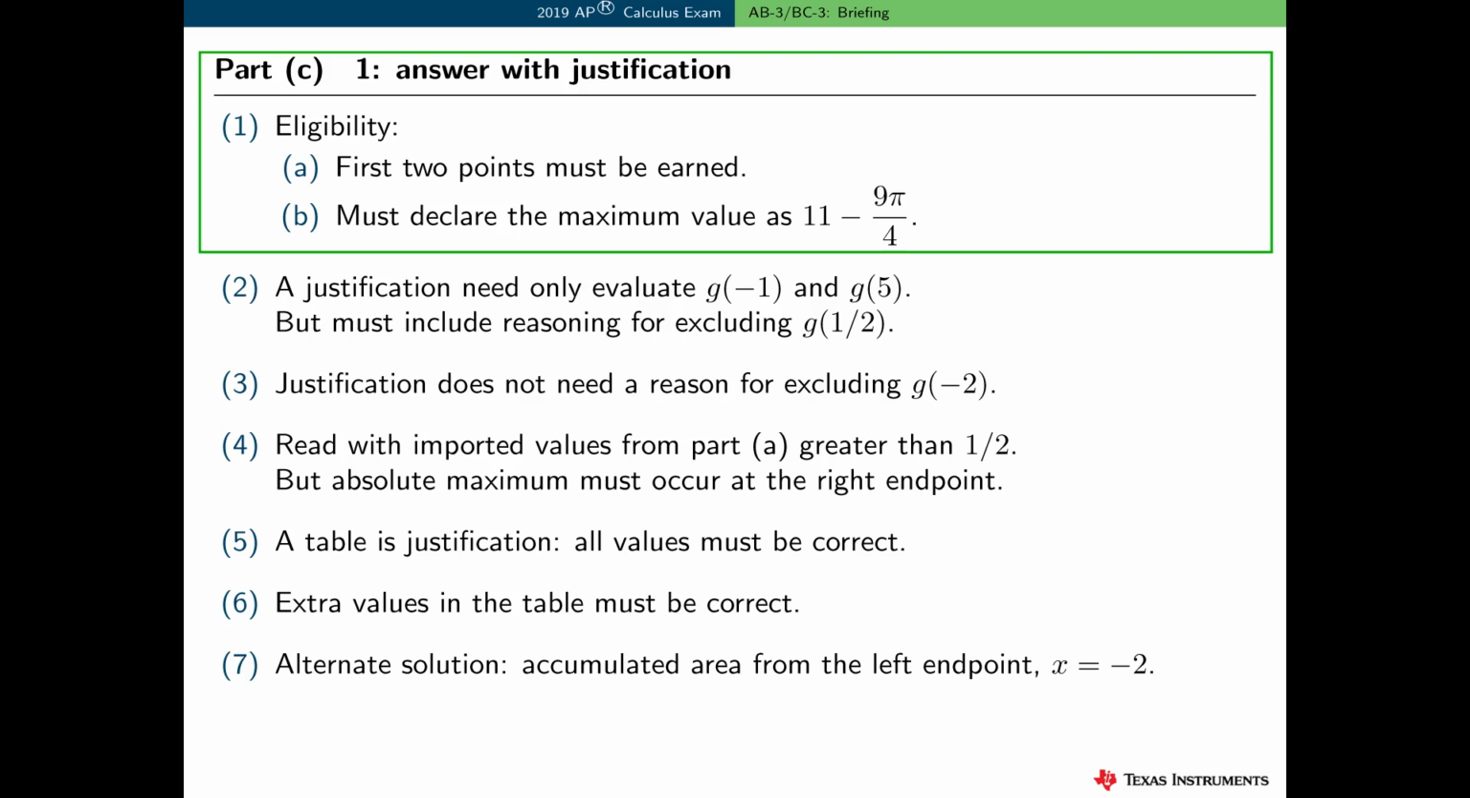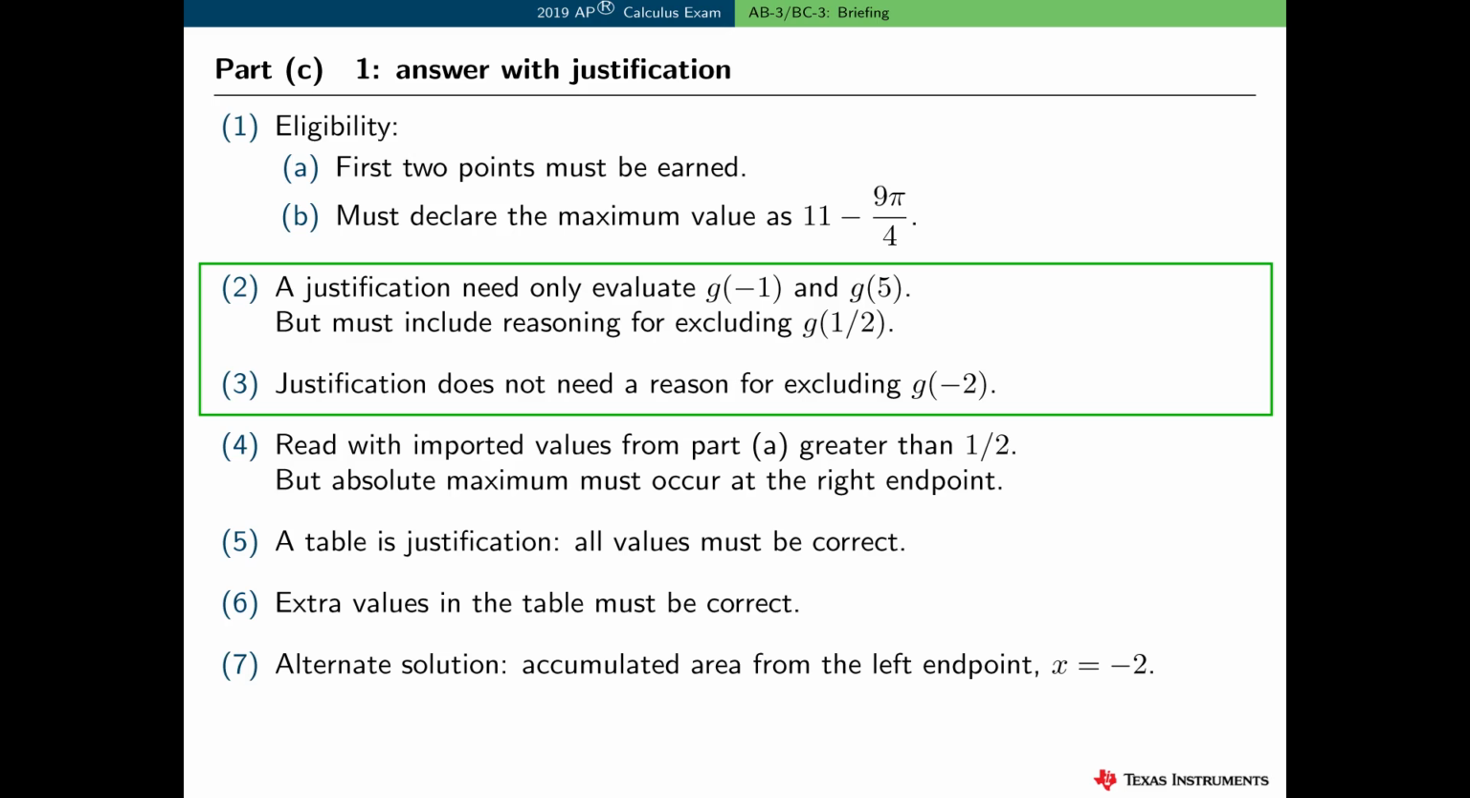The third point in Part C is for the answer with justification. And there was an eligibility criteria here. The student must earn the first 2 points. And the response must declare as an answer the maximum value, 11 minus 9 pi divided by 4. A complete justification only needs values for g of minus 1 and g of 5. But there must be a reason for excluding g of a half. The justification doesn't need to present a reason for excluding g of minus 2.